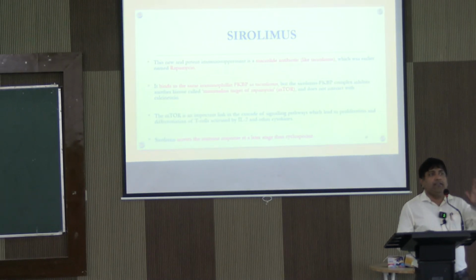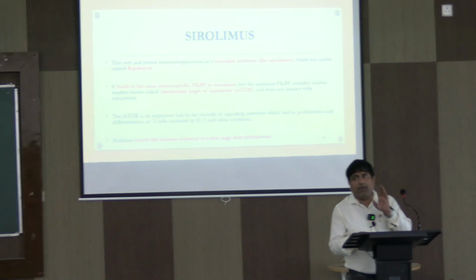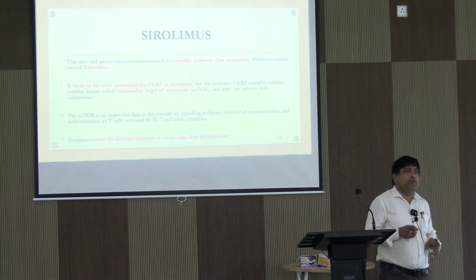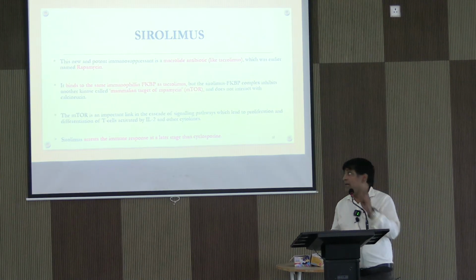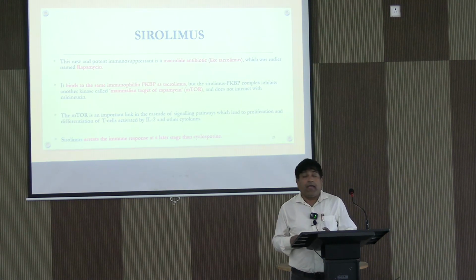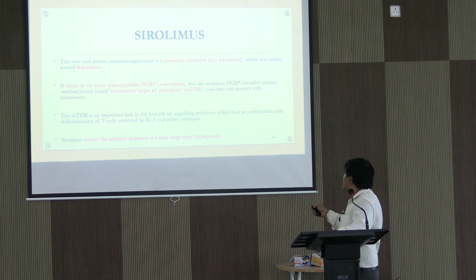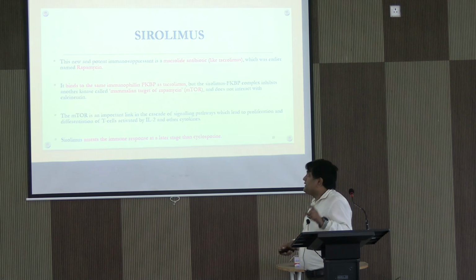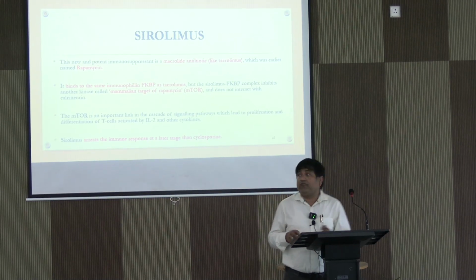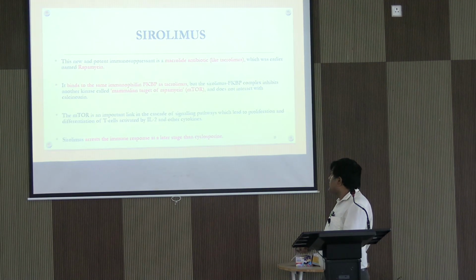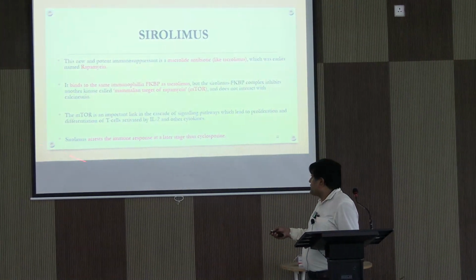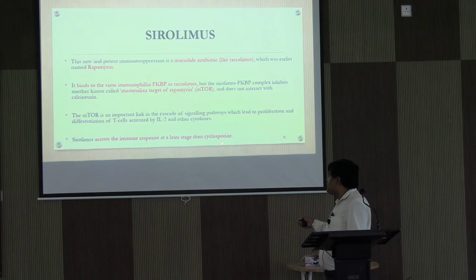Like tacrolimus, it binds to FKBP, FK506 binding protein, but subsequently it is not inhibiting calcineurin, it is inhibiting mTOR, mammalian target of rapamycin, and hence it does not interact with calcineurin. This mTOR is an important link in the cascade of signaling pathways which lead to the differentiation and maturation of T cells activated by IL-2 and other cytokines. So, sirolimus arrests the immune response at a later stage than cyclosporine.